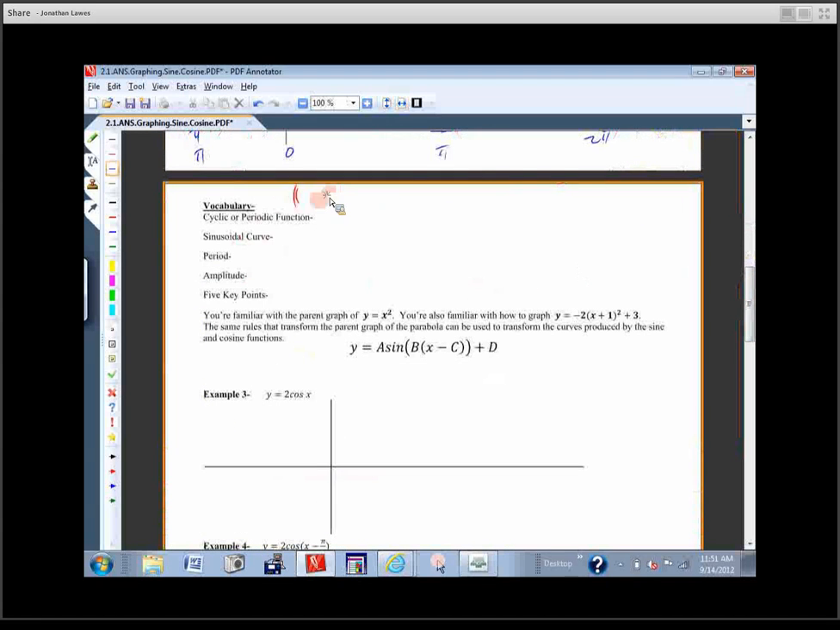We've got some vocabulary that we need to fill in. Okay, this is a cyclic, is how we say this, or a periodic function. And that's simply a graph that repeats the same shape.